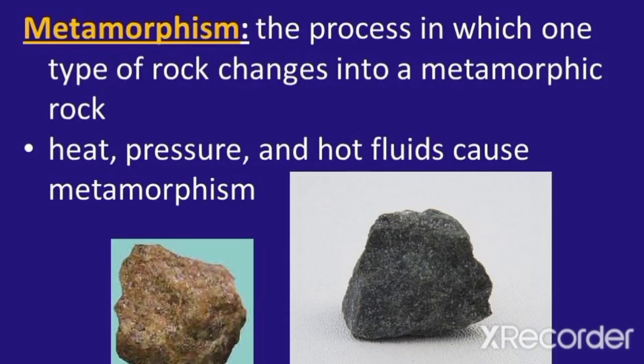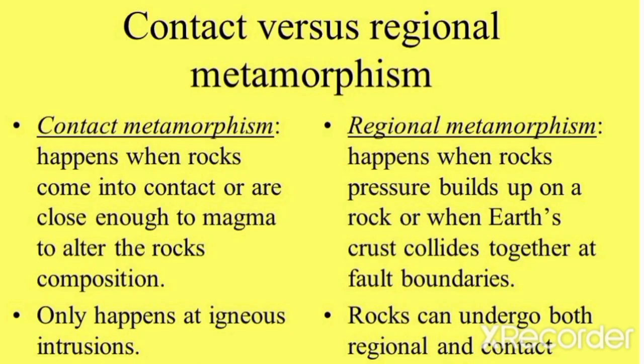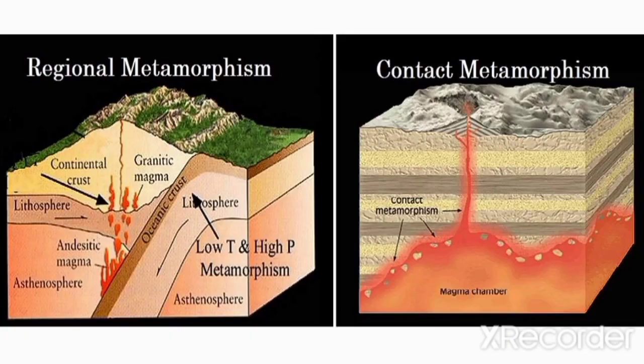The process by which a rock changes into a metamorphic rock is known as metamorphism, and the two factors responsible for it are heat and pressure. There are two ways in which metamorphism occurs. They include contact metamorphism and regional metamorphism. Contact metamorphism occurs when the rocks come in contact with magma, while regional metamorphism takes place when the crusts collide. So these are the two ways in which metamorphism occurs.